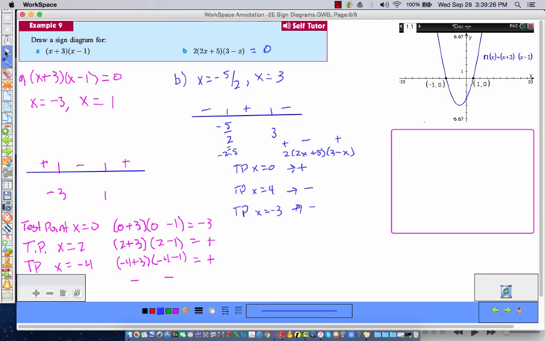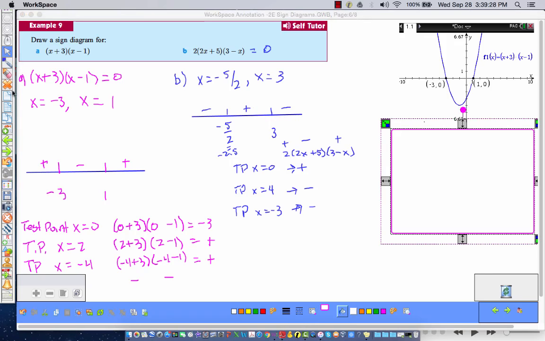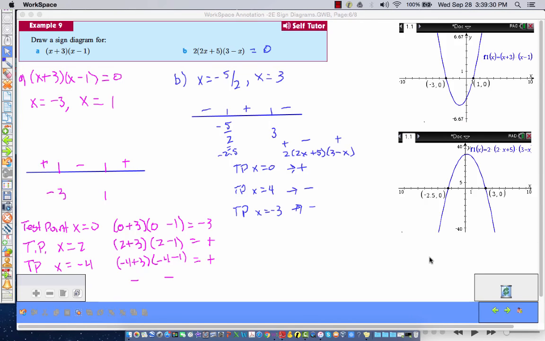So let's take a look at its graph. I know you've been dying to. See if we got our zeros right. Yep, negative 2.5, positive 3. To the left of negative 5 halves, or negative 2.5, the function is indeed negative because it's below the x-axis. Between negative 2.5 and 3, all of it is above the x-axis. And then to the right of 3, it's below, meaning it's negative.